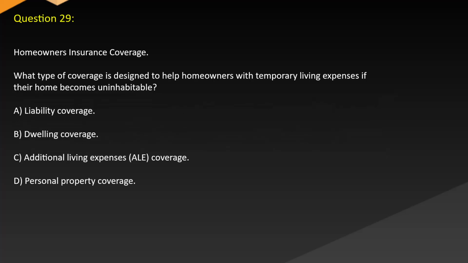Question 29. Homeowners insurance coverage. What type of coverage is designed to help homeowners with temporary living expenses if their home becomes uninhabitable? A. Liability coverage. B. Dwelling coverage. C. Additional living expenses, ALE coverage. D. Personal property coverage.